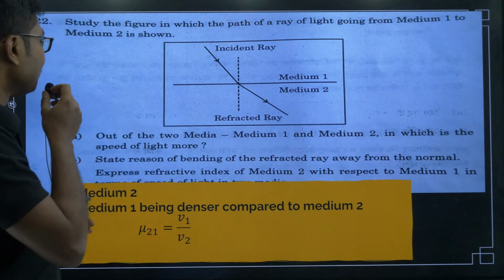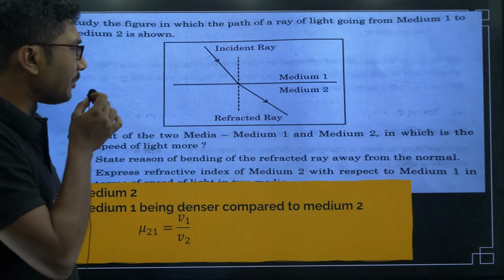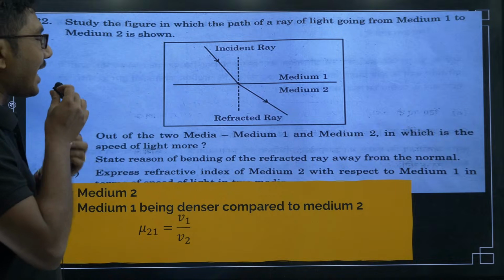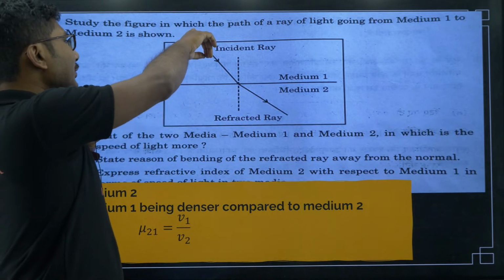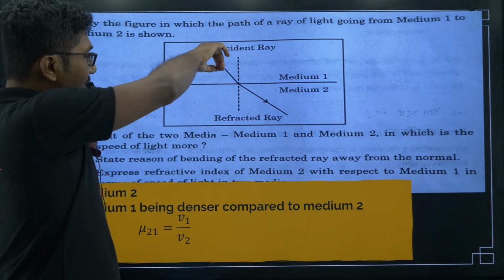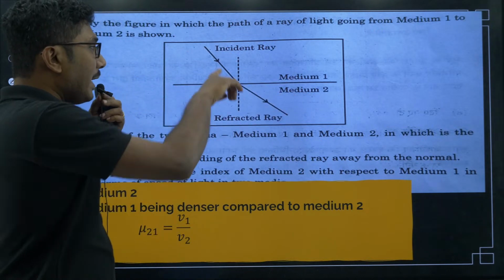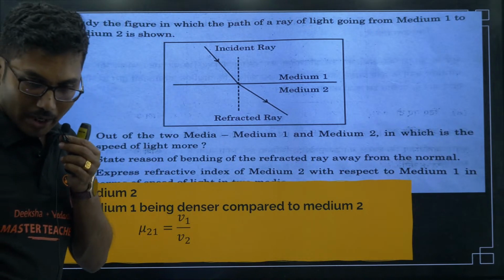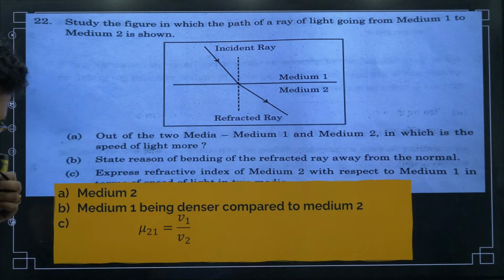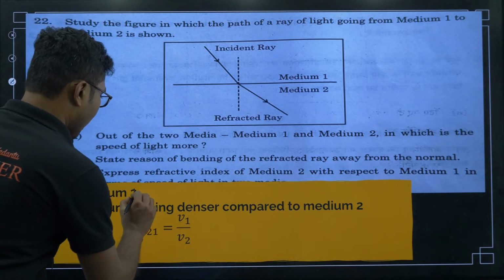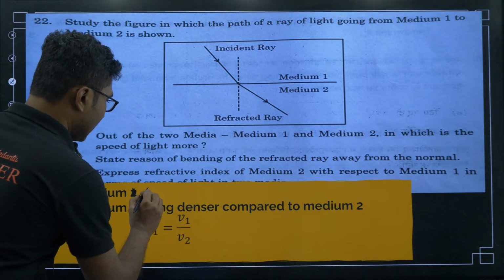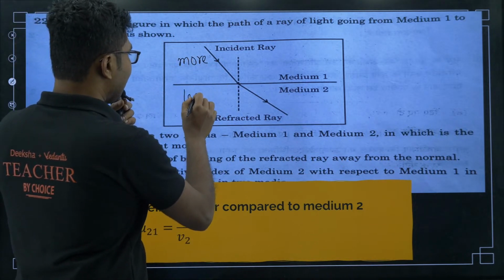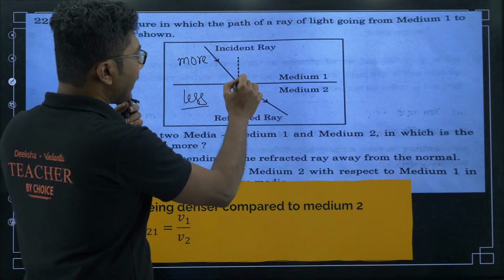Now let's look into this question. Out of these two media, medium 1 and medium 2, in which is the speed of light more? As you can see, the light ray is bending away from the normal. Bending away from the normal means the speed of light is more in medium number 1. So it will be medium number 1, not medium 2. Medium number 1 is the answer. So speed of light is more here and speed of light is less here, because the light ray is bending away from the normal.